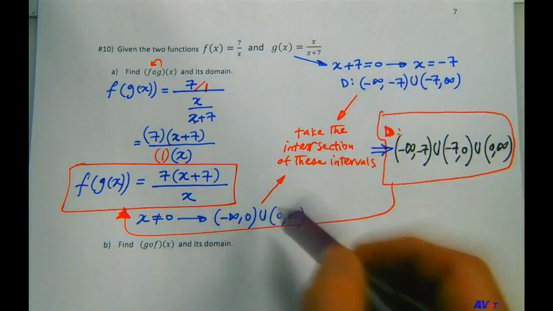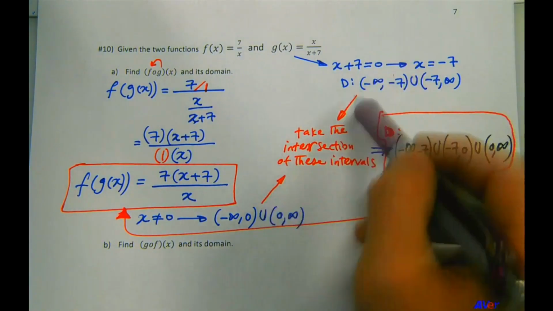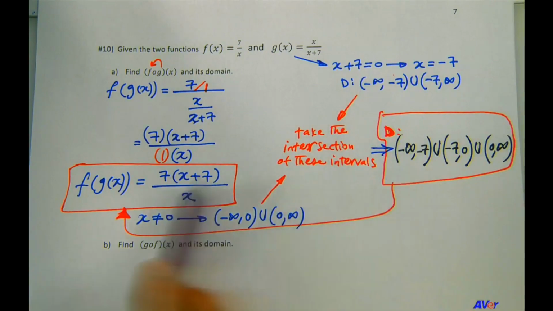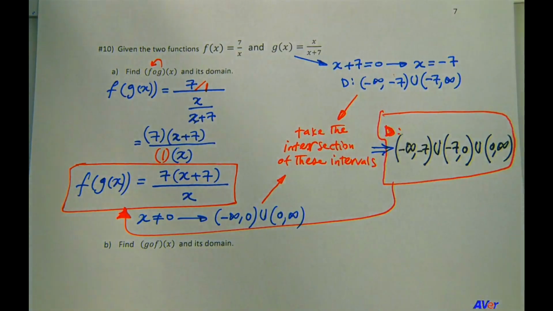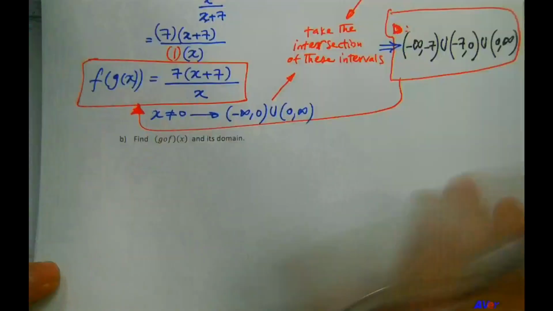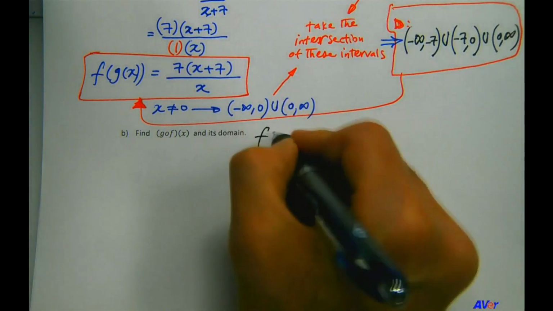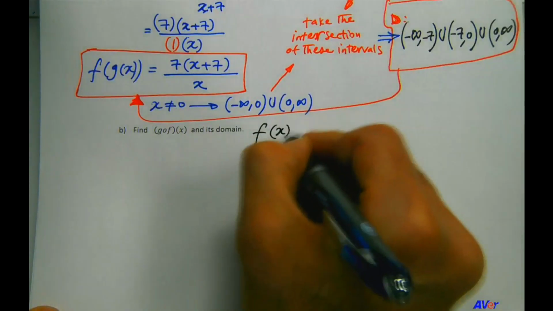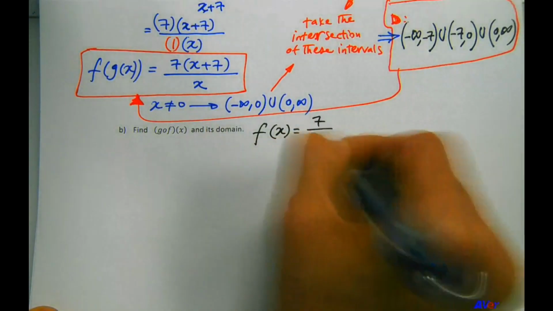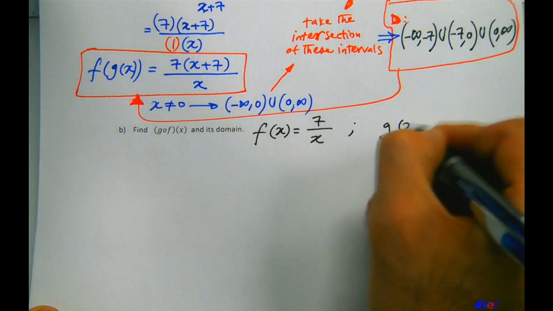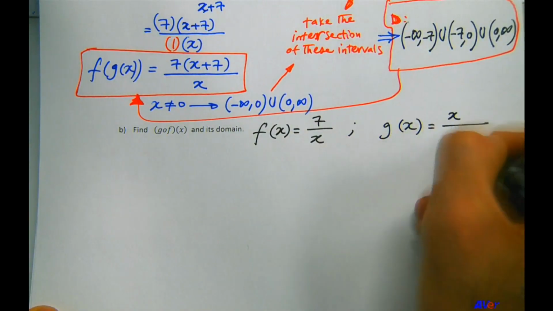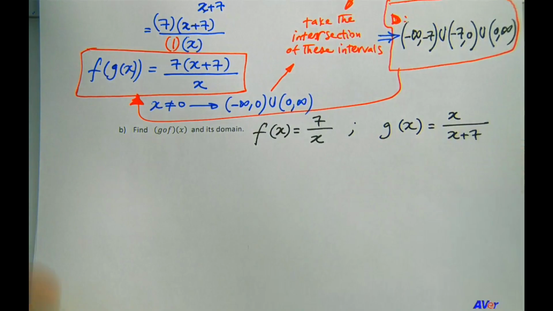Not these two. We need to take the intersection of them, and that's the domain of the composite function. Okay, so here for part B, and let me write down those functions because we need to look at them as we go through this exercise. Like that. Okay.